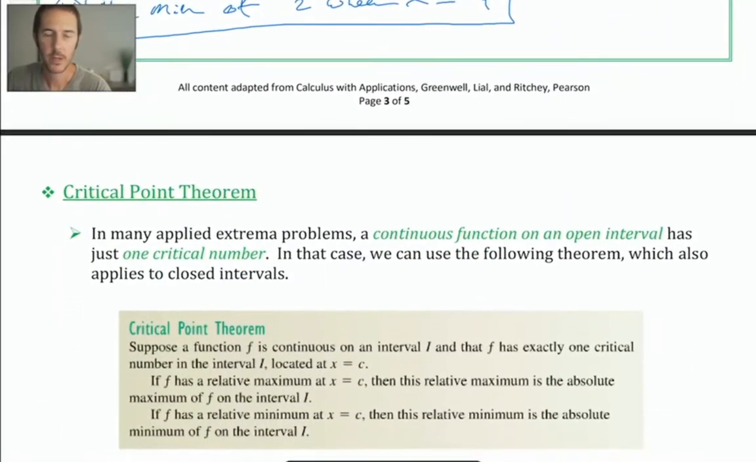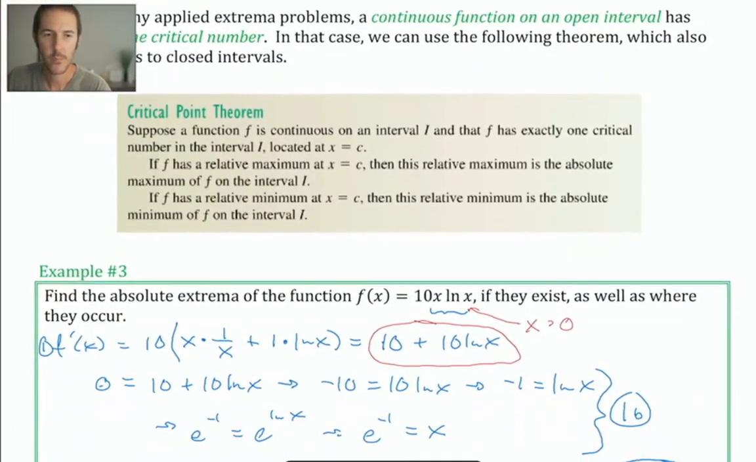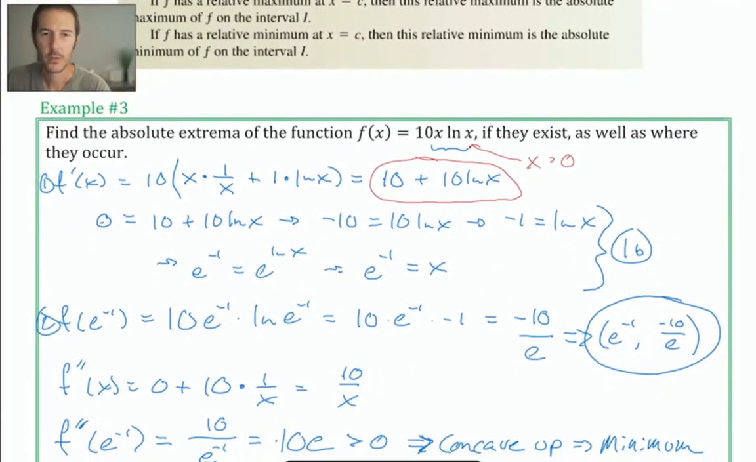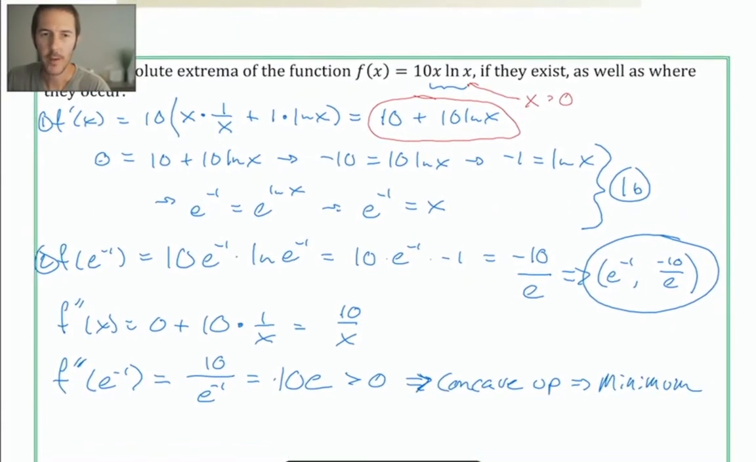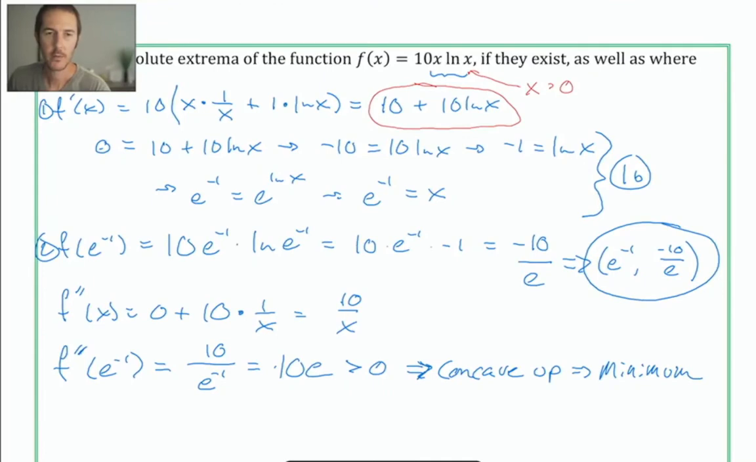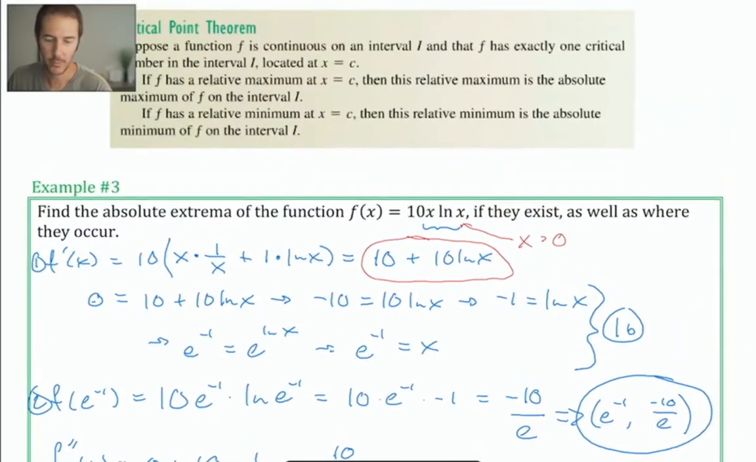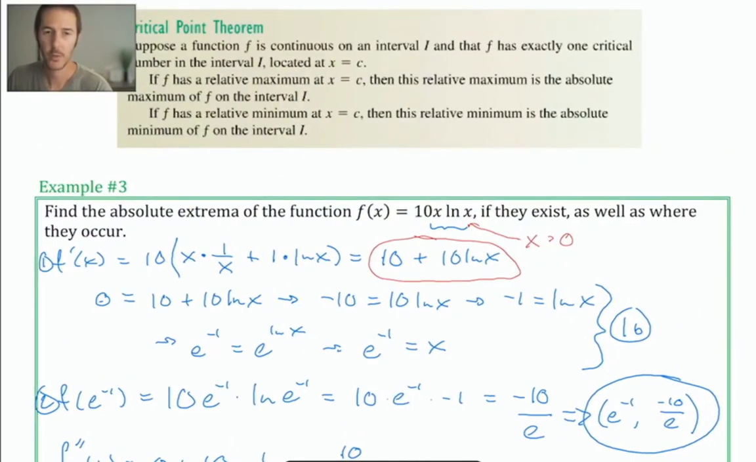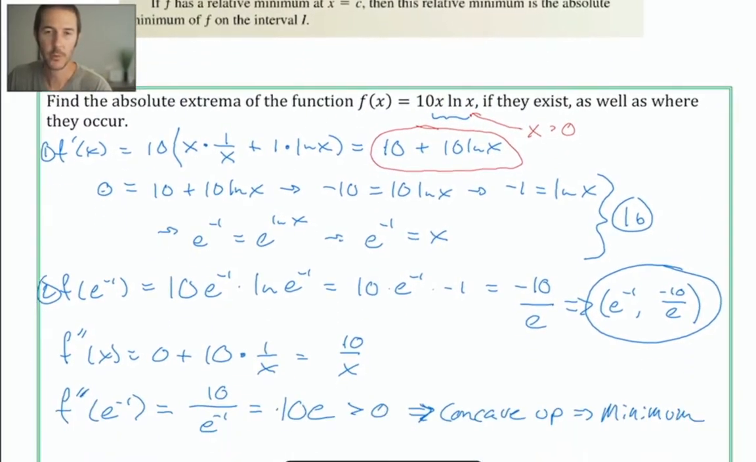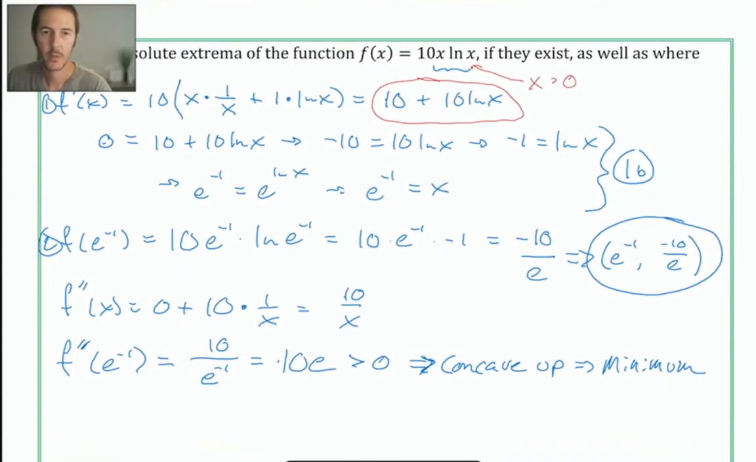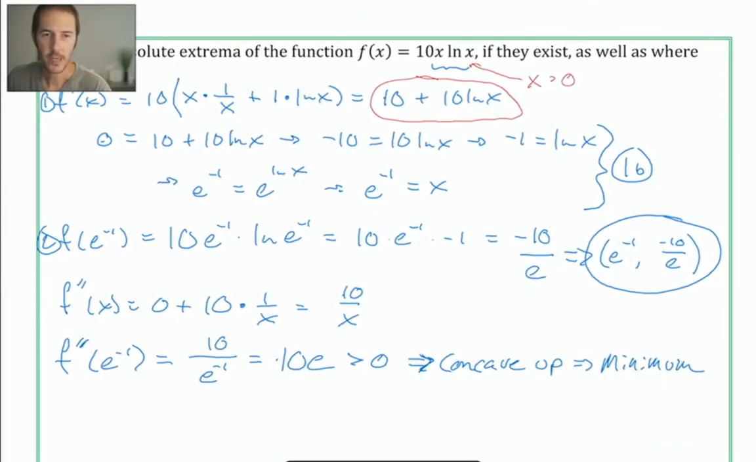And then step number 2, we found the corresponding y value, so that's labeled correctly. And step number 3, we didn't check any endpoints. And then step number 4, there's not really anything to compare it to. So in this critical point theorem, the only thing we had to do was determine whether or not it was a maximum or a minimum. And we did that using the second derivative test.